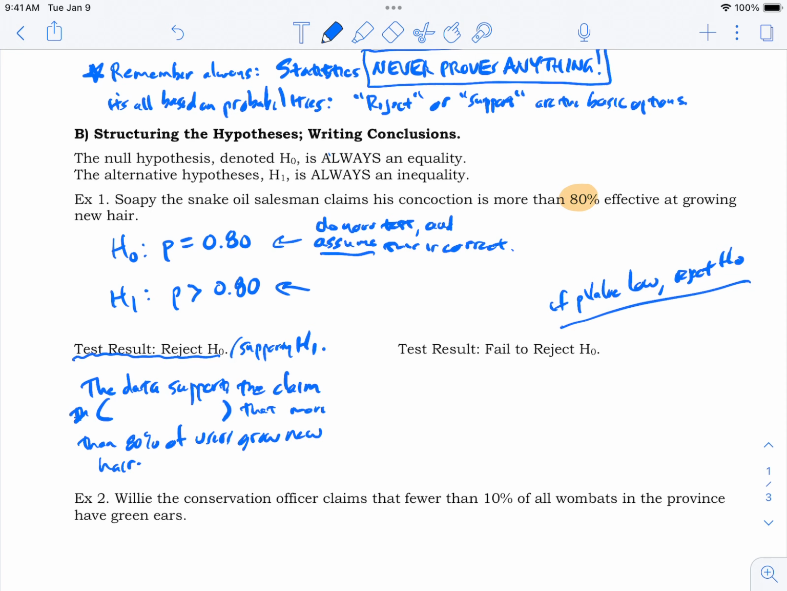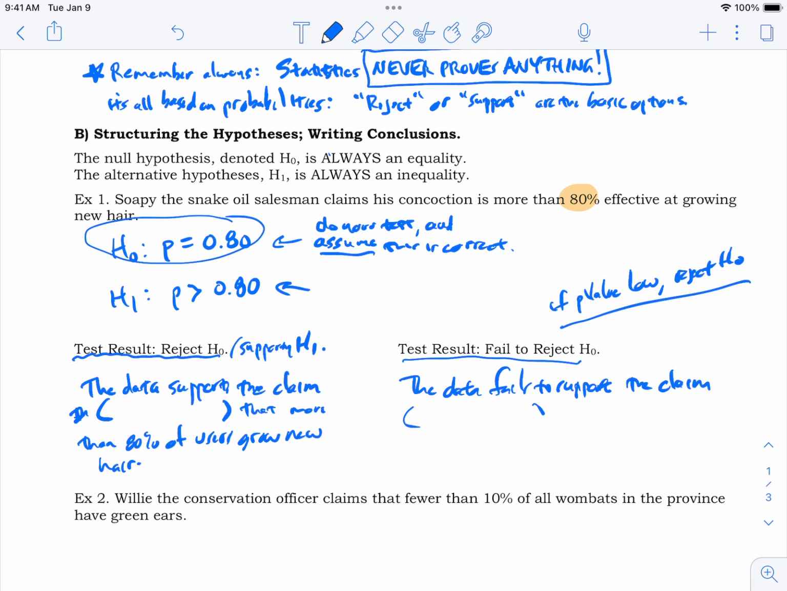And that, of course, is what SOAPy is hoping for, that we'll do a test and we'll find out, hey, look, it really is more than 80%. On the other hand, you might get a high p-value, which says, well, on the assumption that it's 80%, this is not a surprising result, and you fail to reject the H0. And then that's really all you can say. The data fails to support the claim. It fails to support the H1. Fails to support the claim.